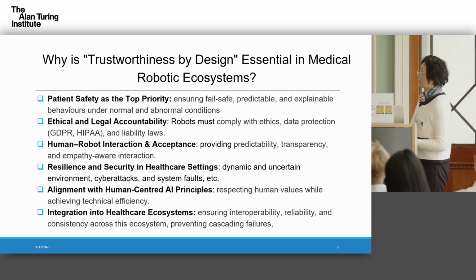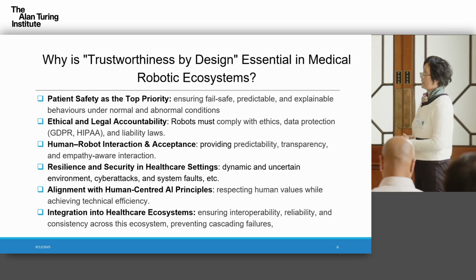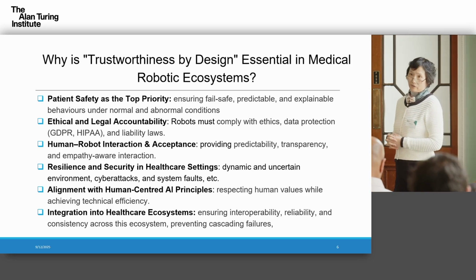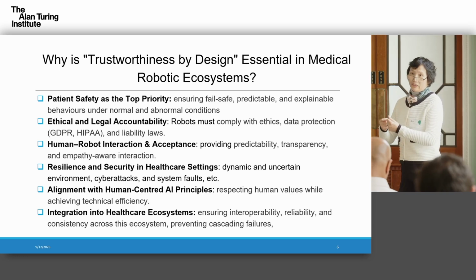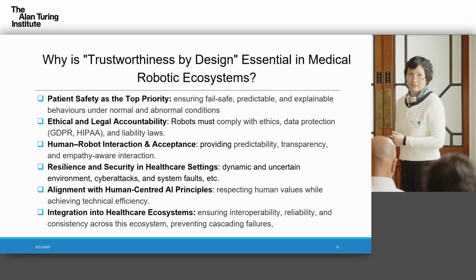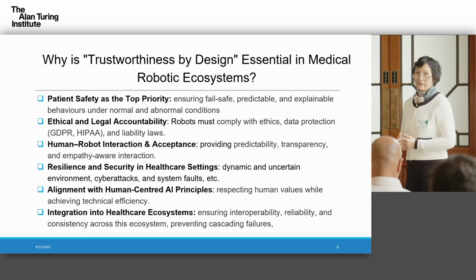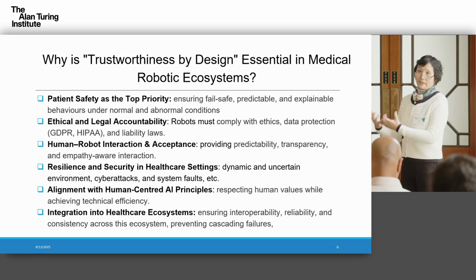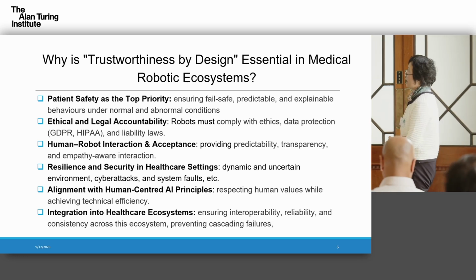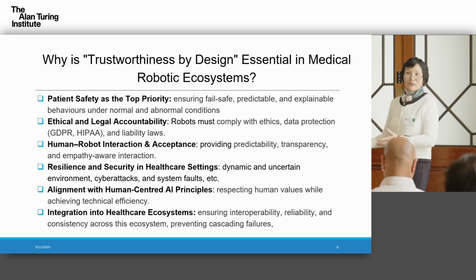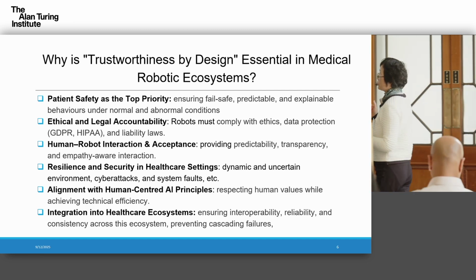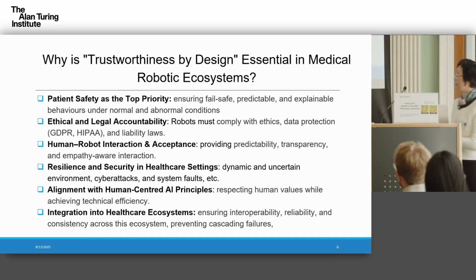So this is the second need and concern: human-robot interaction. Currently, how do we make the surgeon confident to operate the system, confident with the actions applied by the system? This is very important. Also, whether humans accept this system or not, especially the patient, right? And resilience and security in healthcare settings.